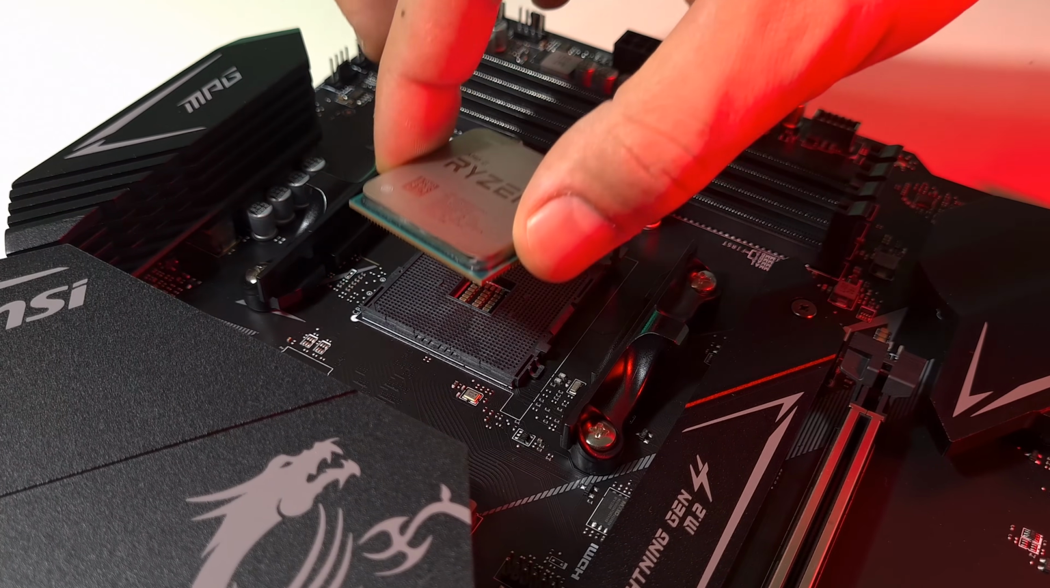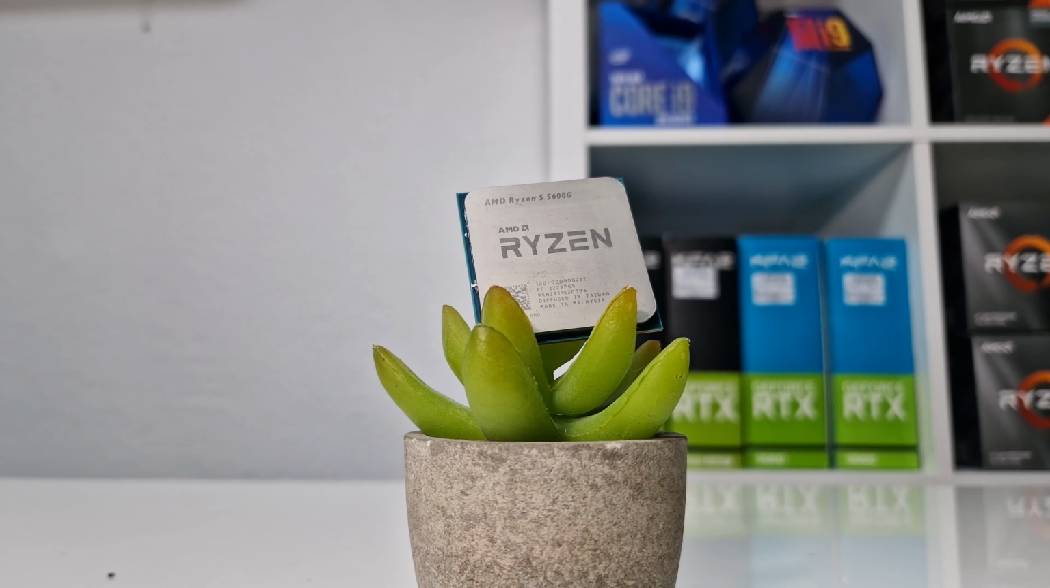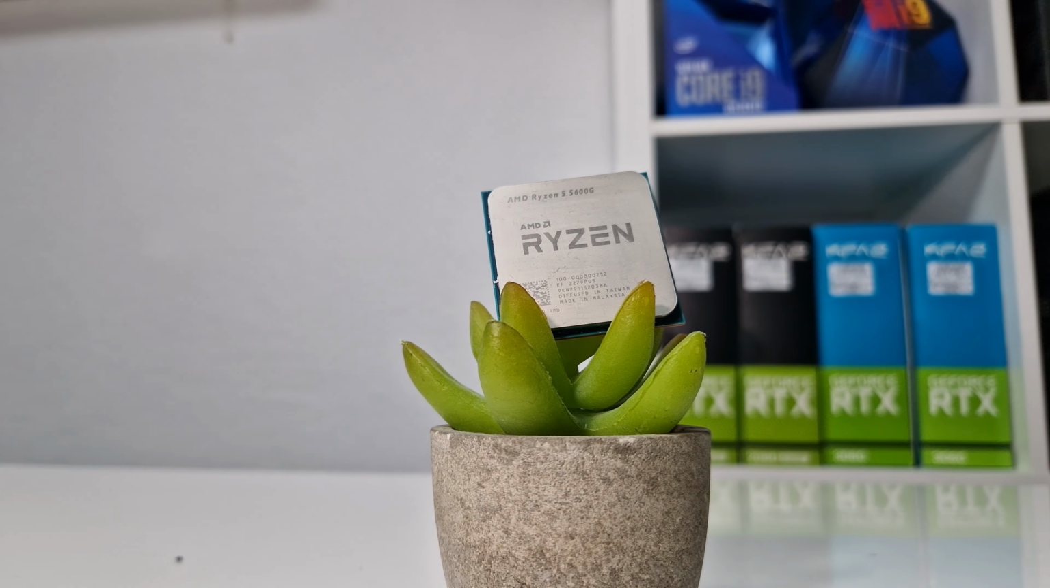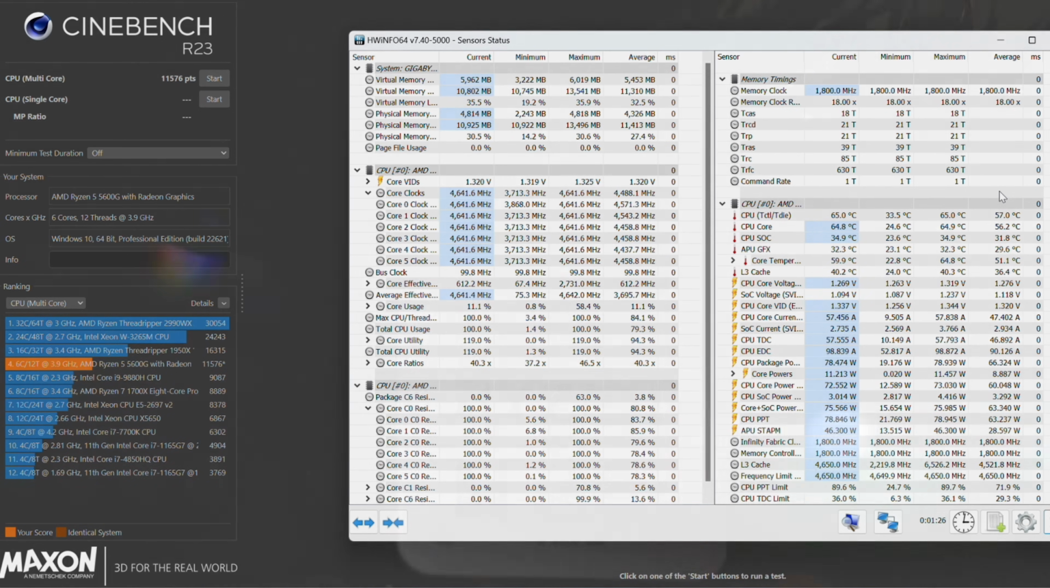One last option if you are running a decent cooler is to use PBO and Auto OC with custom voltage and curve optimizer. In fact, it managed to push the 5600G to over 4.6 GHz all-core, which you can see in our 5600G overclocking video.